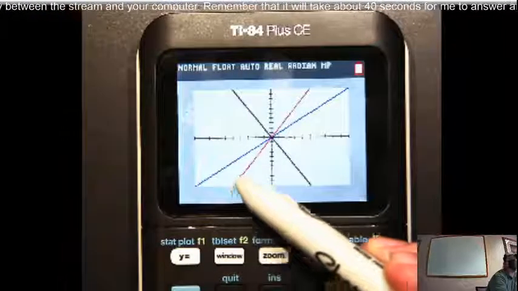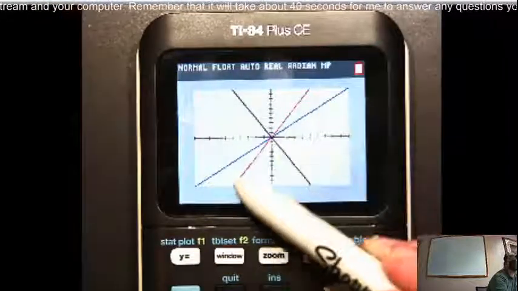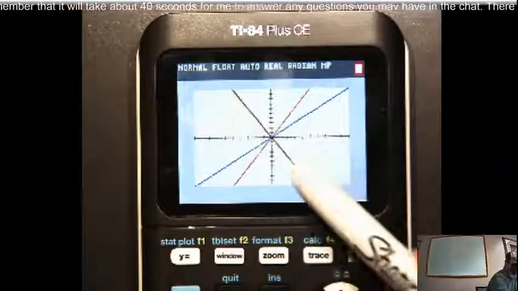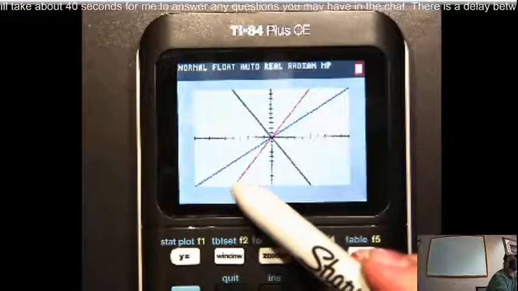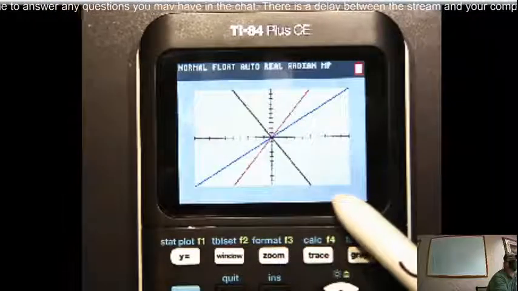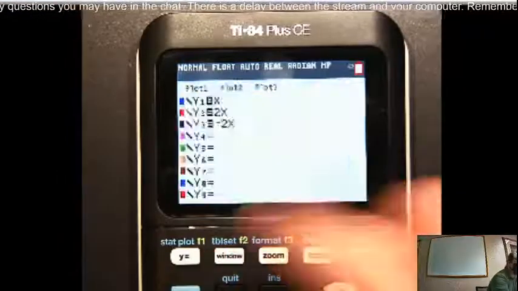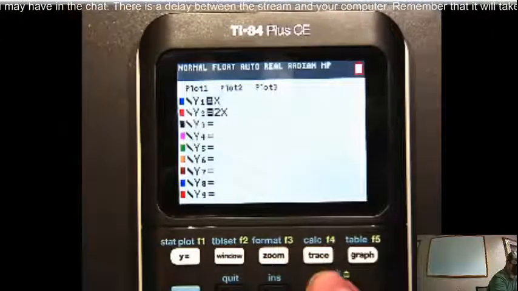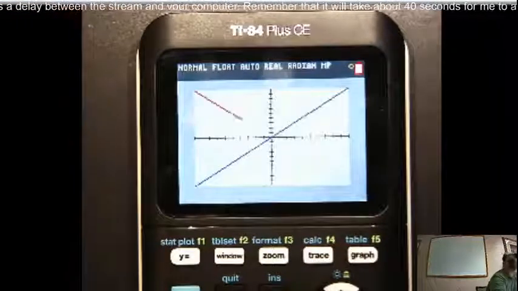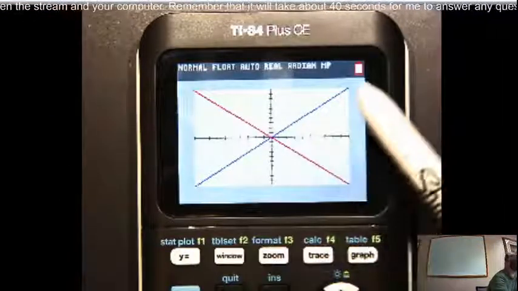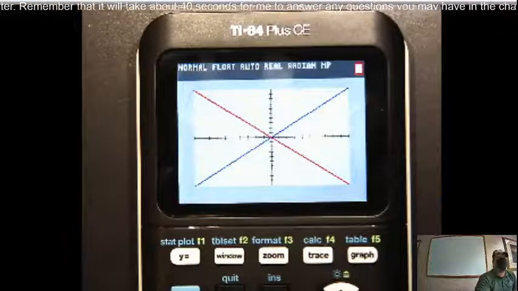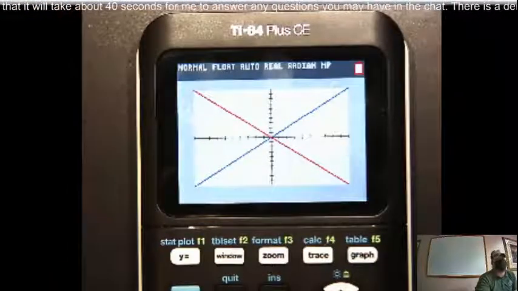This was what we saw before, 2 times x, so it increases the rate at which the graph is increasing. And then this right here is negative 2 times x. Now, if you notice, it is the same as this one, but in the opposite direction. In fact, if we delete that 2 and just make it negative x, again, it's the same as this one, just sloping in the opposite direction. So negatives cause the graph to change the way it's increasing or decreasing.